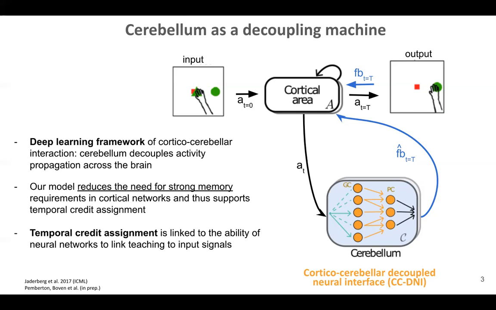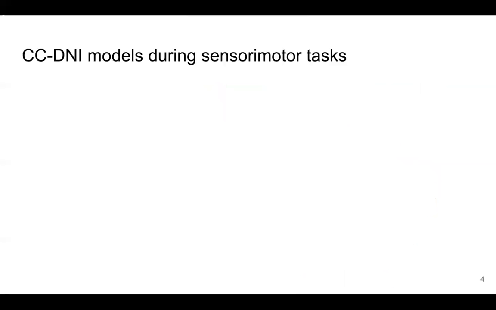And in our model, we see that having this extra component reduces the need for strong memory requirements in cortical networks, and thus supports temporal credit assignment. And we know that temporal credit assignment is linked to the ability of neural networks to link teaching signals to the input signals that we get in the world. And so we validate our model in classical sensory motor tasks.